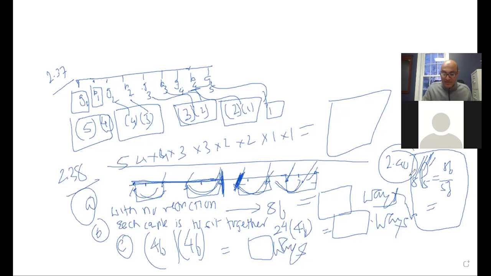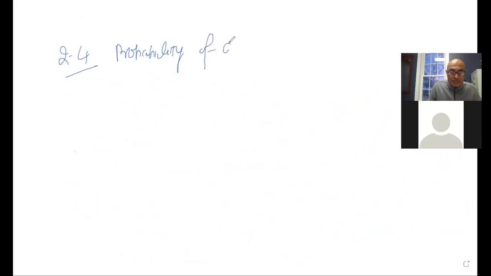And now let me just save this part, and let's now go for the probability of an event, Article 2.4. Probability of an event, Article 2.4. So now probability starts. Look here, guys.